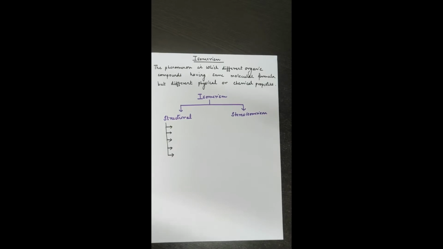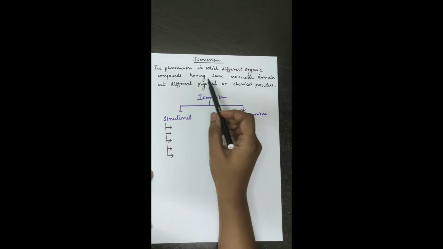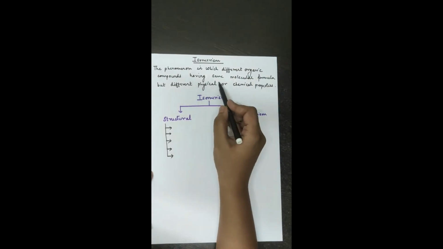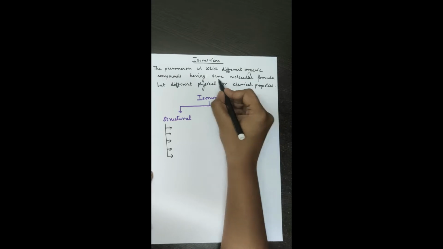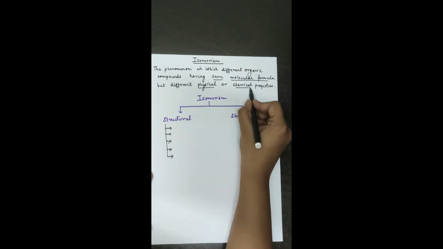This is the first video on this channel, and today we will be taking a topic of grade 11, that is isomerism. So let's begin. What is isomerism? The phenomenon in which different organic compounds having the same molecular formula but different physical or chemical properties are present. Such compounds are called isomers, and the phenomenon is called isomerism.